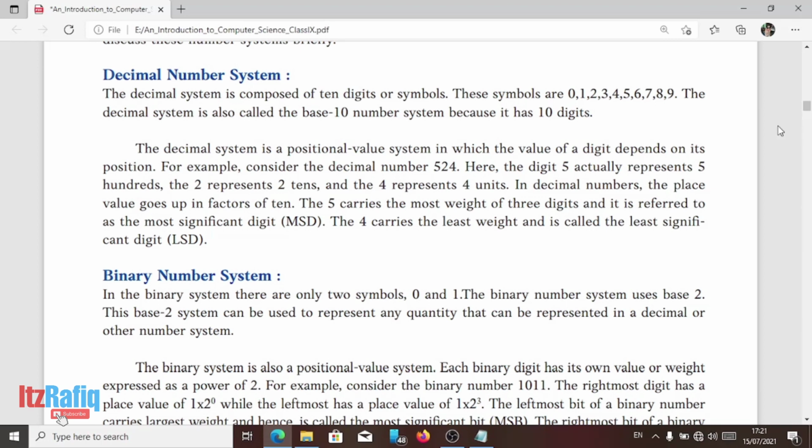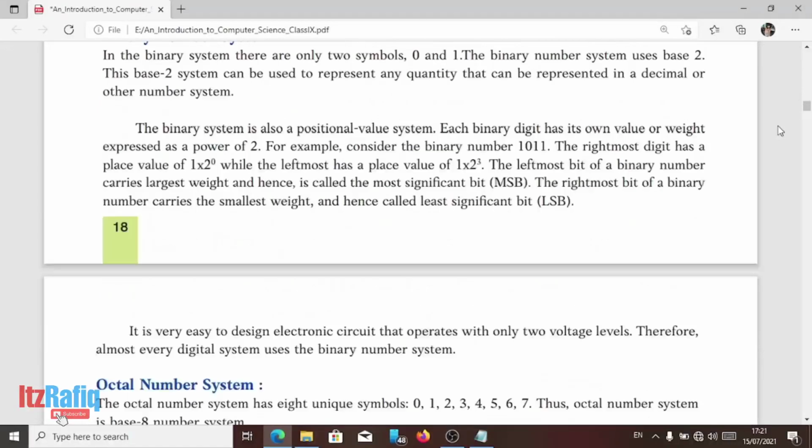Then comes the binary number system. In the binary number system, there are only two symbols, 0 and 1. So this is called the base 2 number system. It is the main number system used in computer systems. The binary number system is also a positional value system. Its binary digits have their own value or weight expressed as a power of 2. That's why when we convert any number from binary to decimal or decimal to binary, we have to divide by 2 or multiply by 2.